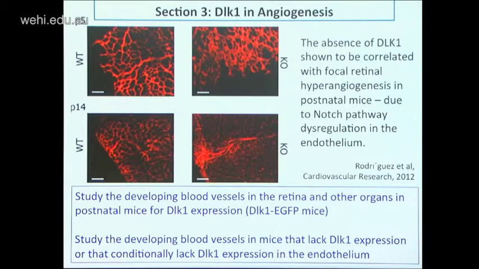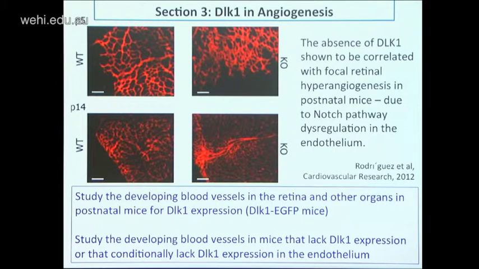So my plans were to study the developing blood vessels in the retina and other organs in the postnatal mice using Dlk1 EGFP mice that I mentioned before, and also look at the developing blood vessels in the retina of the mice that lack Dlk1 expression or conditionally lack Dlk1 expression in the endothelium. In the end, we just went with the latter, the conditional lack, because as I've said before, the knockout mice are very difficult to get, so we've decided to create the conditionally knocked out mice to study the retina.